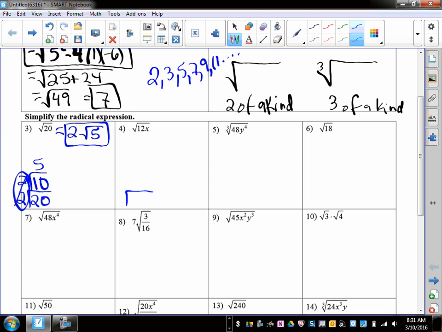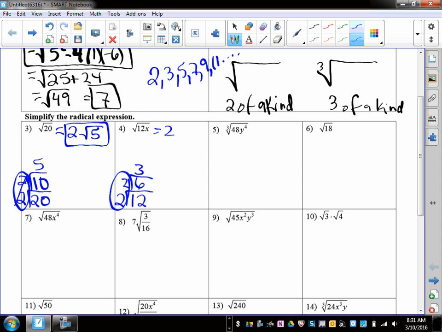Alright, number 4, square root of 12x. Alright, so let's break down 12. How can we break down 12? Good. 2, which gives us? Break that down. Which gives us? Alright, we have a pair of 2s. So that means a 2 comes in front.